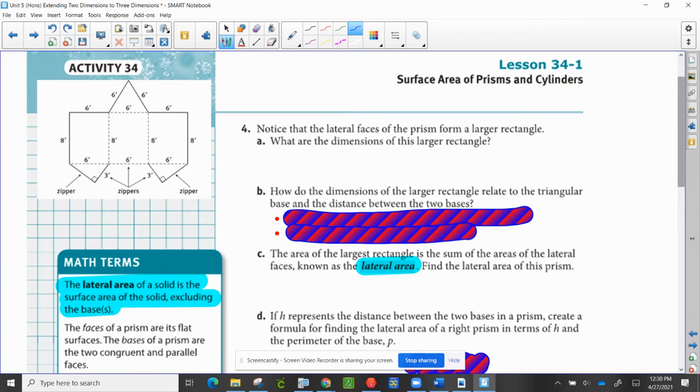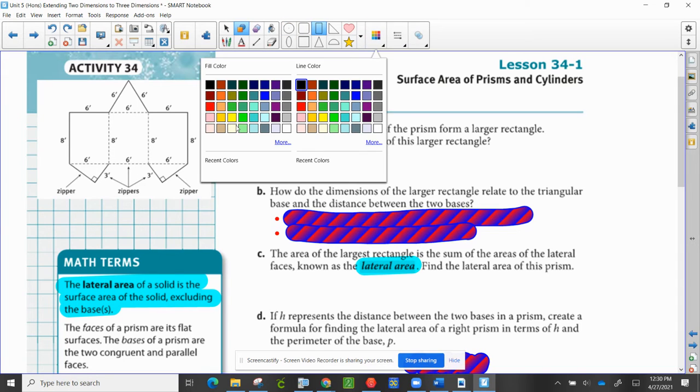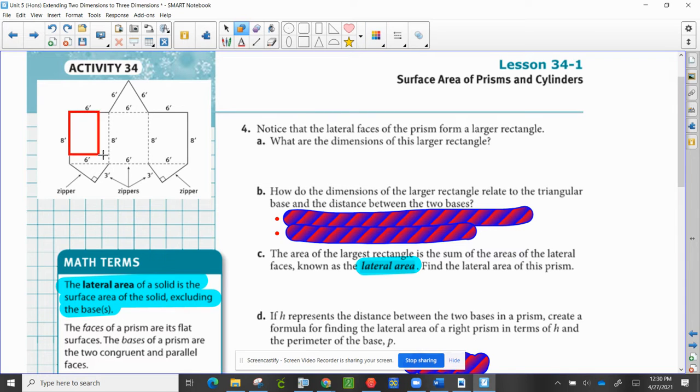Now remember, the lateral faces are the faces along the sides. You have your base edges and your lateral edges. But it says here that notice the lateral faces of the prism form a larger rectangle. Maybe let's put a rectangle on here. Okay, and all I did was copy the picture from the previous page, so I didn't have to flip back and forth. But they're saying if we put all 3 lateral faces together, it forms one bigger rectangle.